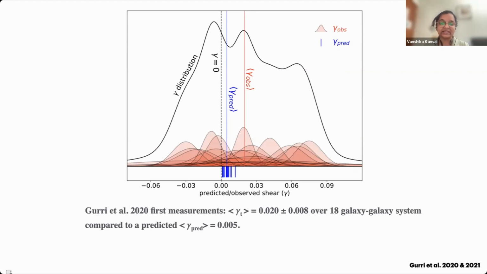I'm calling standard weak lensing conventional weak lensing. But here is the problem: Guri used a very small data sample, an 18-galaxy system, and he used only one source per lens, so we don't know how accurate it is. But it is peer reviewed, so we trust it and say okay, it works.